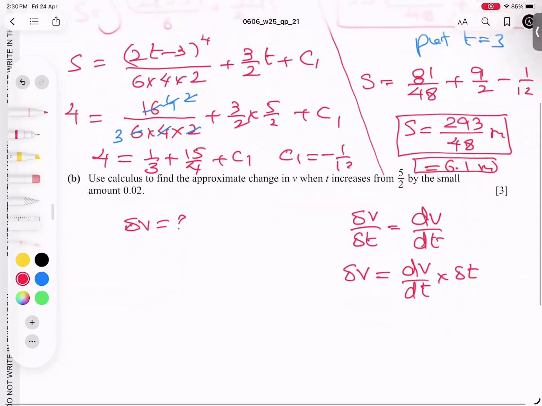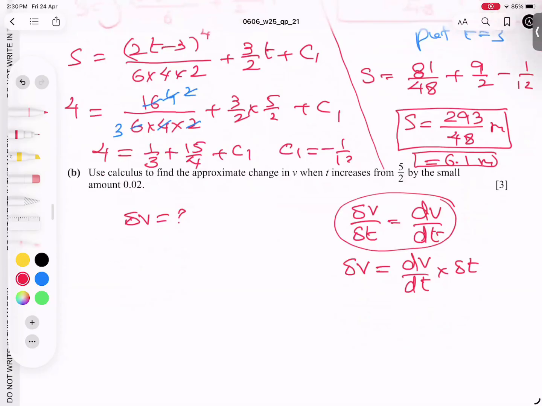But the thing is that he said this is a fixed formula, students must know it. So this I kept up because I need to find it. And he said to find when T increases from 5 by 2 by a small amount 0.02. So initial value I will take 5 by 2. And he said the approximate change amount is delta T, which is 0.02. He said it himself. So I think this part is very clear, and we have to find it now. Let's try to do it.